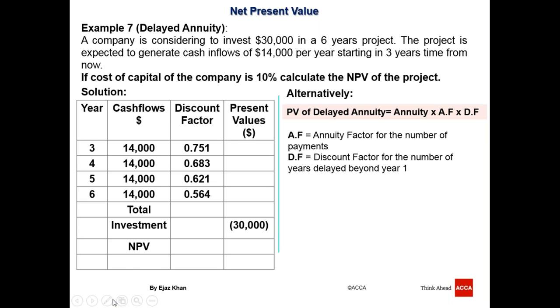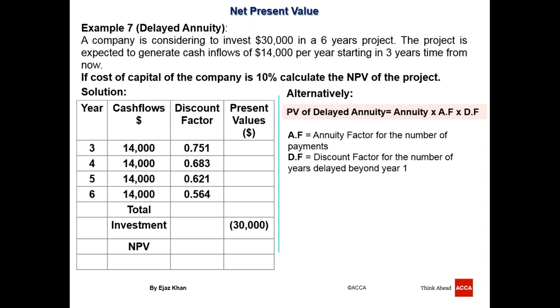Now, as we saw, there was an ordinary annuity starting in 1 year's time. There was an advanced annuity starting from year zero, and we can also have a delayed annuity, which may start beyond year one. That is, it may start from year two and onwards. So, how to calculate the present value for a project that will start from year two onwards?